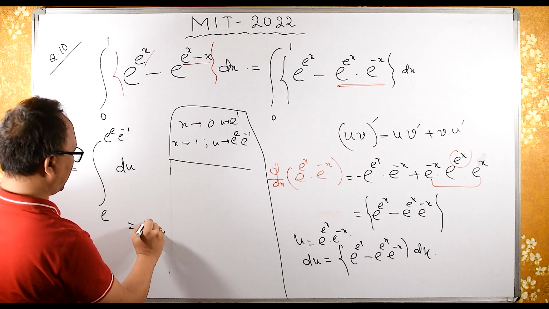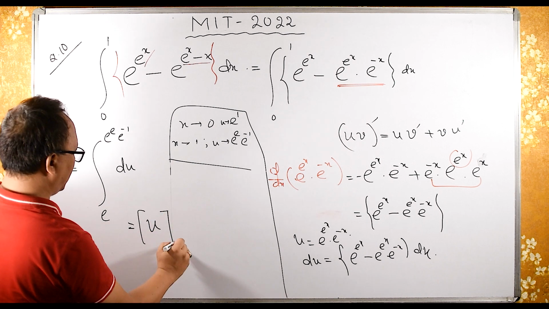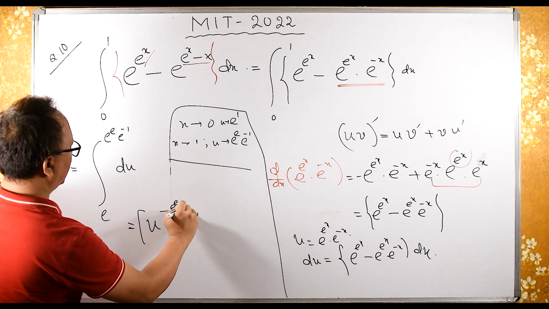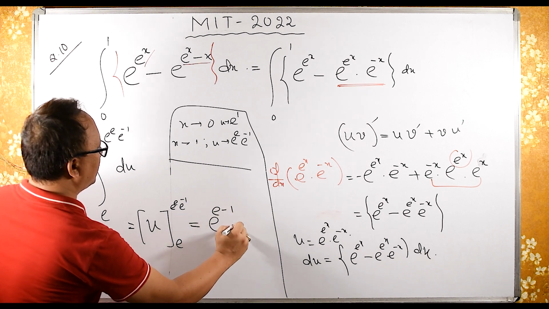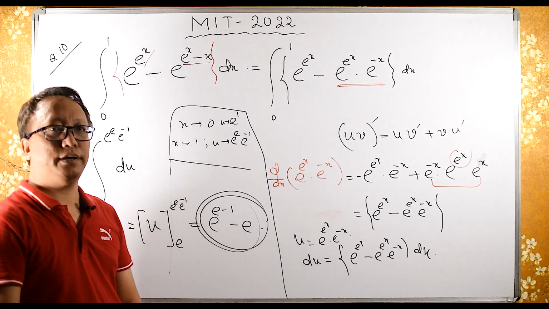This integration becomes u, and then upper limit minus lower limit: e raised to e raised to minus 1 minus e, which equals e raised to e minus 1 minus e. So this is the required answer.